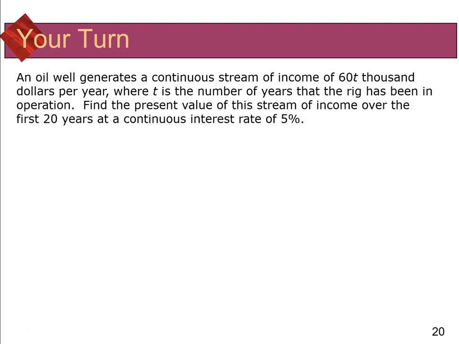So again, I'm just going to use the formula. Present value, PV, equals the integral from 0 to 20 of 60t times e to the negative 0.05 t dt. So I'm going to integrate this.